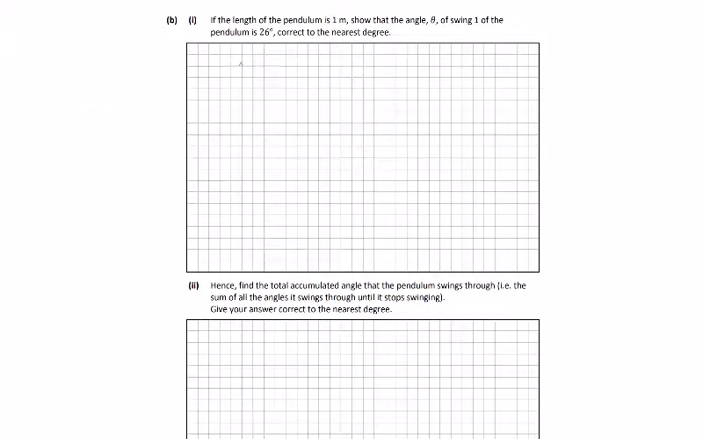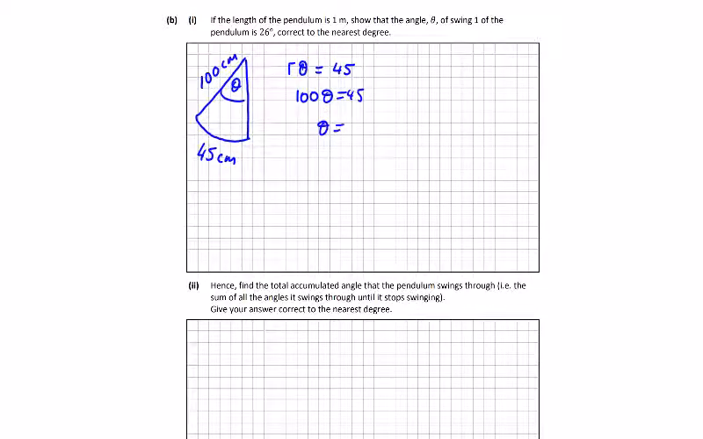Here we're told the length of the pendulum is 1 meter. So there's my 1 meter and there's my swing. I think we had centimeters in the last case, 45 centimeters was the first swing, so we'll do it in centimeters here. We have our angle. If the length of the pendulum is 1 meter, show the angle theta of swing 1 is 26 degrees, correct to the nearest degree. There's a couple of ways we can do this. We can use radians here, where theta is equal to the length of an arc. That's 45 centimeters here, and our radius is 100. So 100 theta is equal to 45, so theta is equal to 45 over 100, which is 0.45 radians.